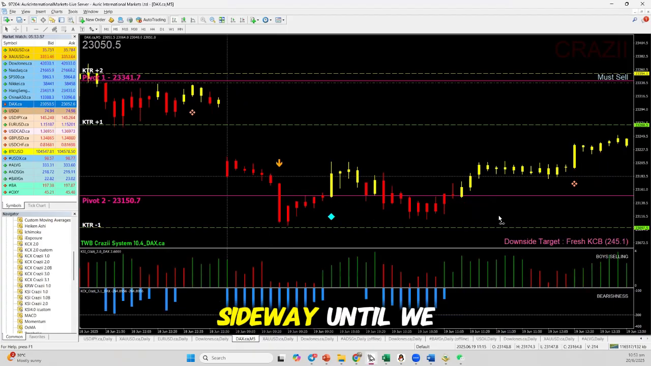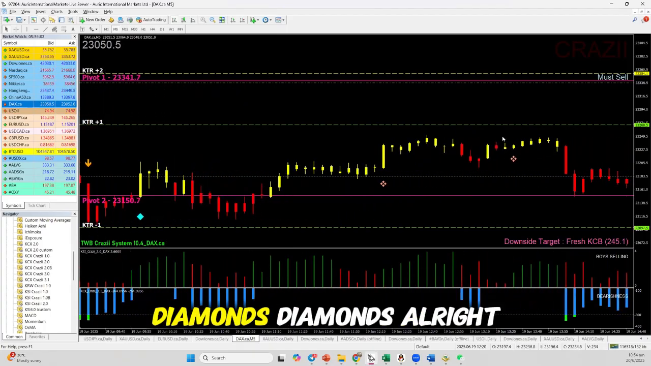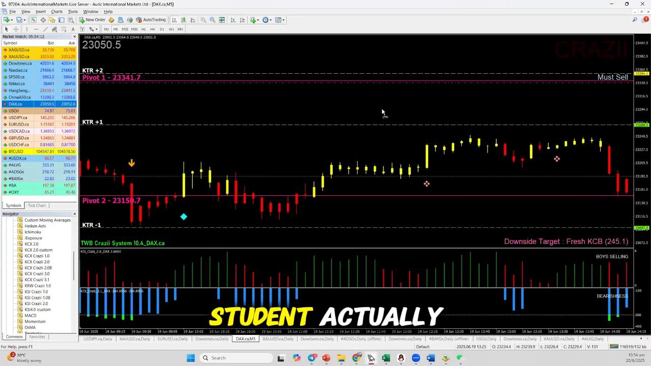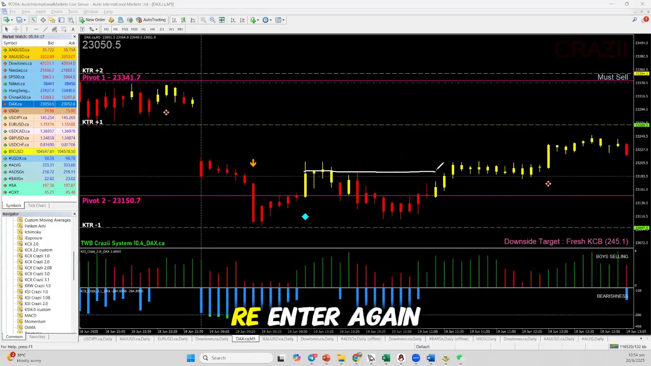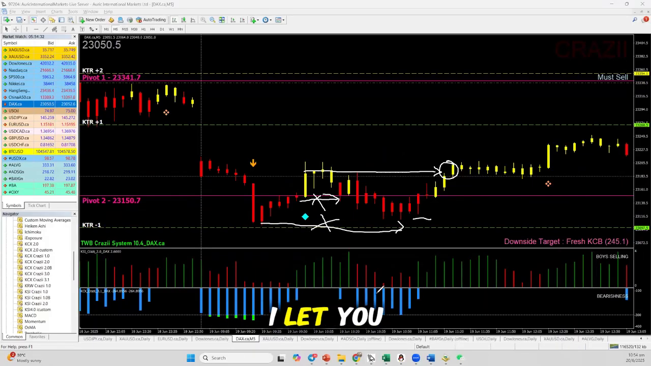The market stays sideways until we see this. Wow, see these diamonds, diamonds, diamonds. The market is churning, going higher and higher. So it should be quite an easy day for those who follow the system. If the student remembered that after you have the diamond, you can re-enter again, and you just put the stop loss at the trough, you're fine. In this case, the student's stop loss was triggered here, but if you had placed the stop loss here, it would not be triggered. So which is correct, which is wrong, I'll let you decide.